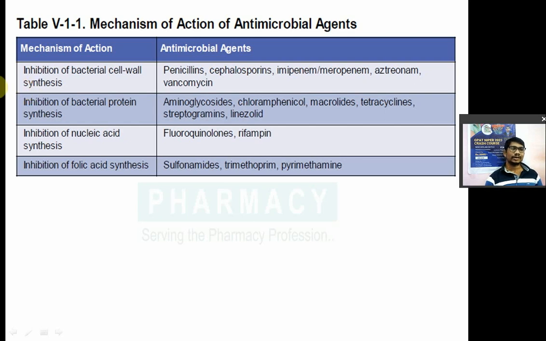So antibacterial agents and antibiotics which inhibit the cell wall synthesis, for example penicillin, cephalosporins, imipenem, meropenem, azithromycin. We have already seen the classification of penicillin and cephalosporins. Please go and watch this classification also. Now imipenem, meropenem, azithromycin. Azithromycin is known as a monobactam, right?